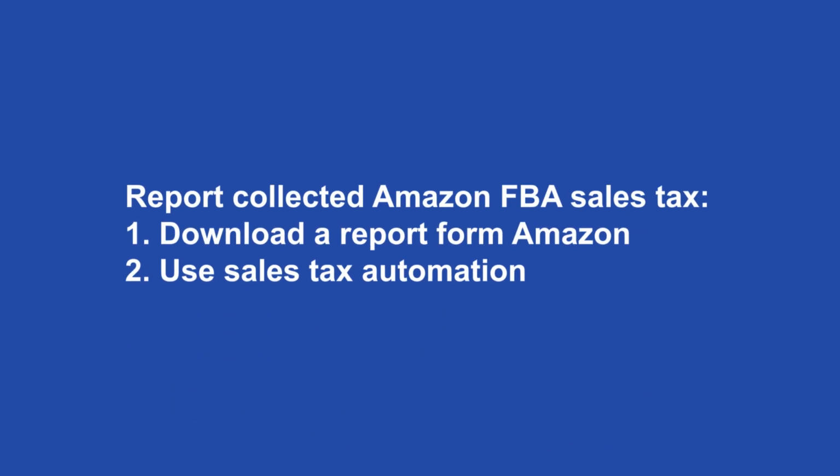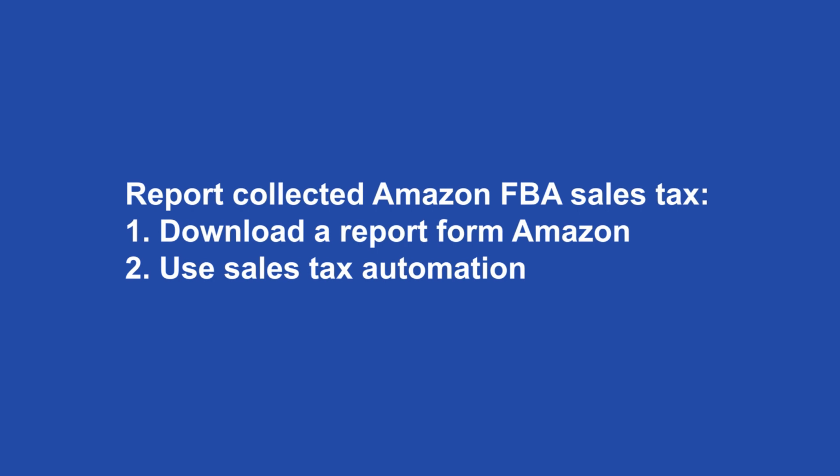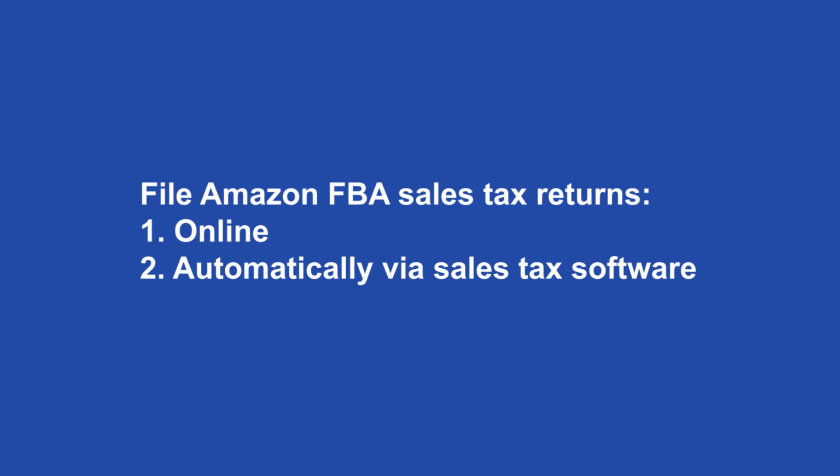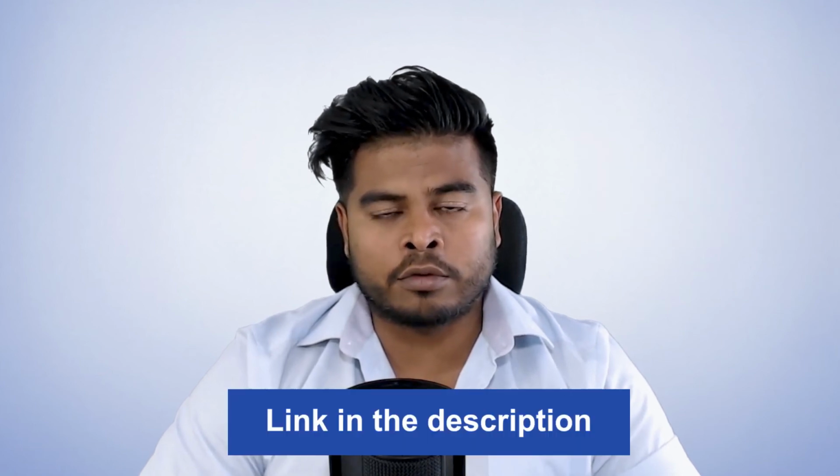Report collected Amazon FBA sales tax. You can download a report from Amazon or use sales tax automation, and file Amazon FBA sales tax returns online or automatically via sales tax software. So there are two things you can do, right? Number one, you could download the Amazon sales tax report from Amazon FBA. Then you could calculate it manually and file it with the relevant tax authorities. Or you can use something like TaxChart, for which I put a link in the description below.